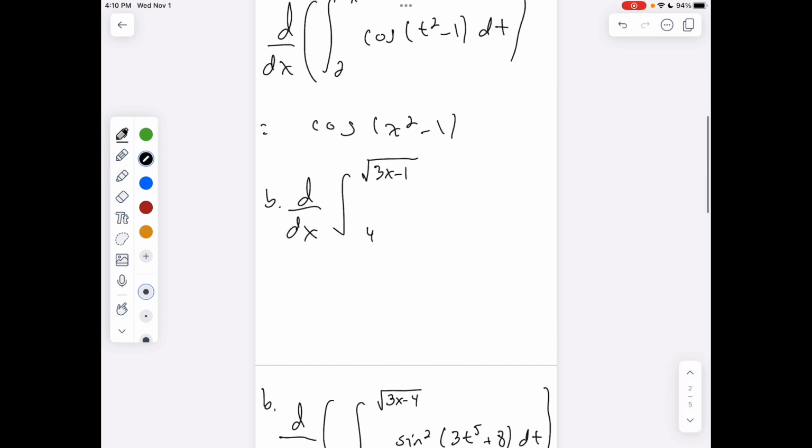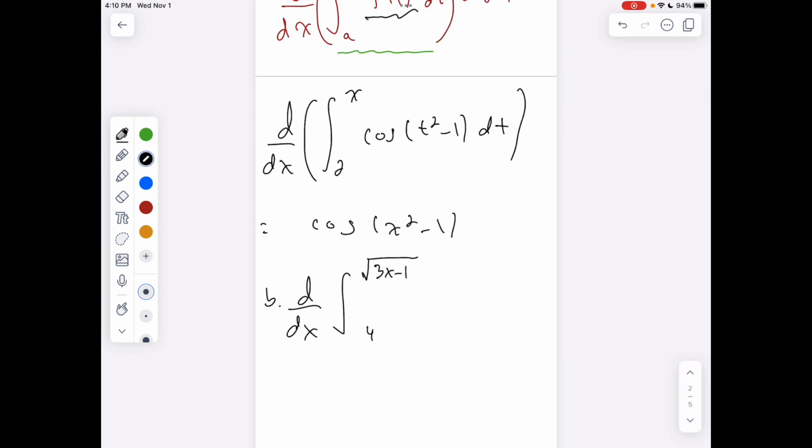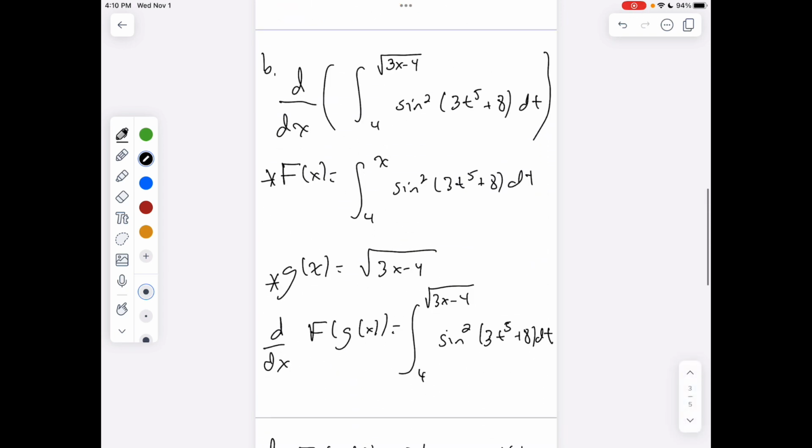Now for our next problem, B, let's move that down here. That's where B was. We have something that looks like what you just worked with, but not exactly, because the top limit is not x, it's something else. So I can't apply the theorem directly.